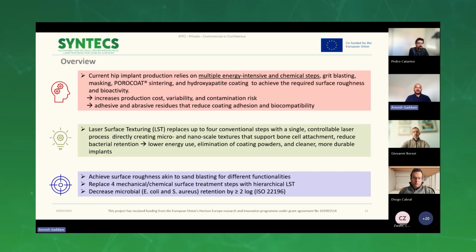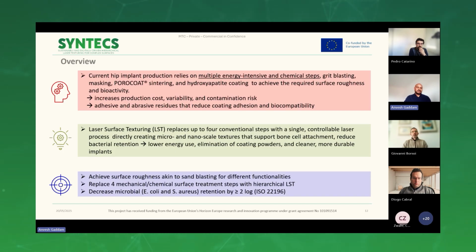controllable laser hierarchical texturing with micro and nanoscale textures that will give rise to different functionalities like low energy use, elimination of the coating powders, and clean and more durable implants. So the key performance indicators or key objectives in this particular case study are to achieve a surface roughness similar to the sandblasting for different functionalities, and replace 4 mechanical and chemical steps with the hierarchical laser surface texturing.